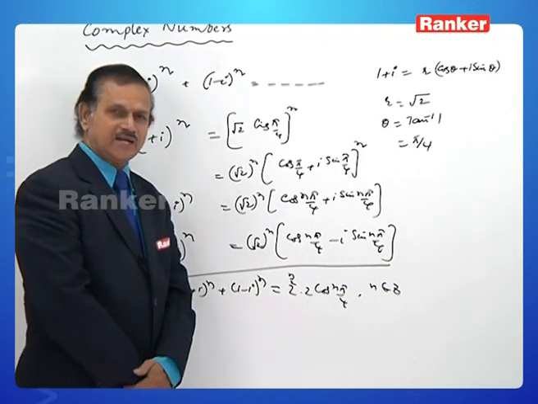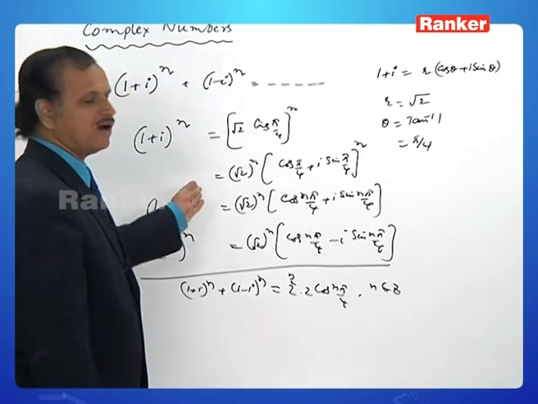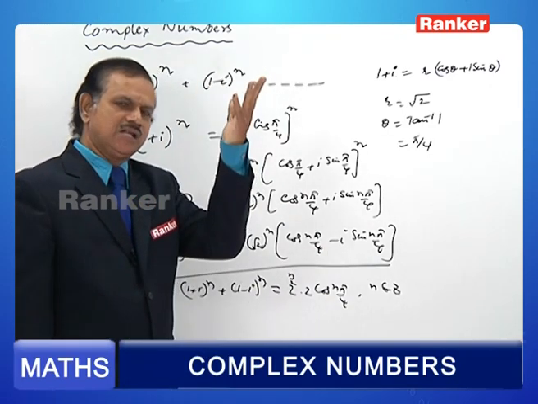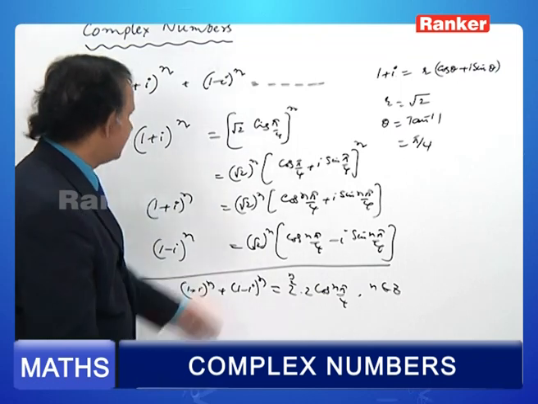This is the answer. 2 power n by 2 into 2 is 2 power n by 2 plus 1. Well, my dear, what I would like to say is, you need not put all these steps. These can be imagined in your mind itself. Yes, of course. Very, very easy steps.